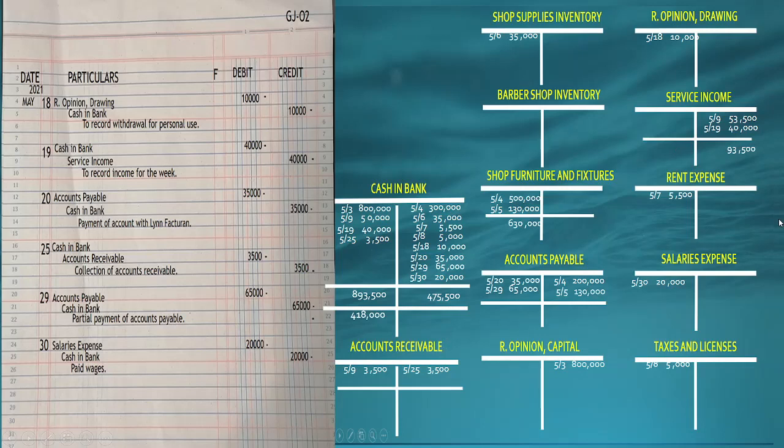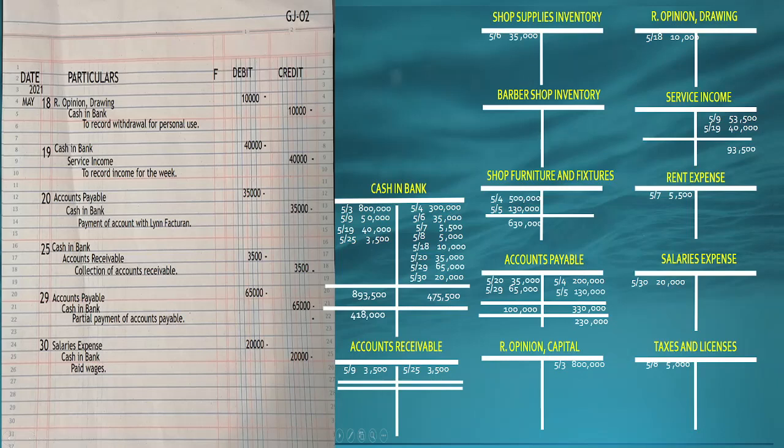Now, let's move on. Here we have the accounts payable. The total credit is 330. The total debit is 100. Therefore, we have a balance of how much? 230. We have a credit balance of 230. And lastly, for the accounts receivable, we have the same totals. So this is called a closed account. Why? Because the total debit is equal to the total credit. So this is in balance.